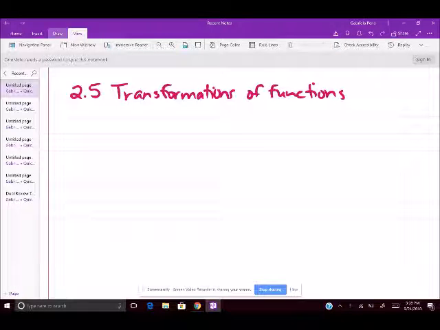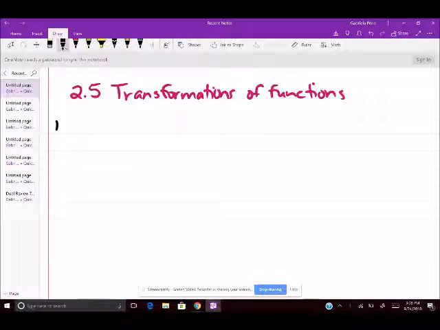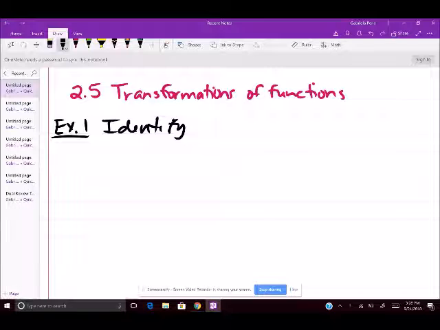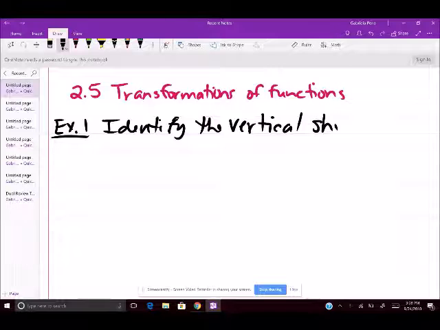So in the first example, we are going to identify the vertical shifts. We have talked about vertical and horizontal shifts in 2.1. So right now we're going to talk a little bit more about them.